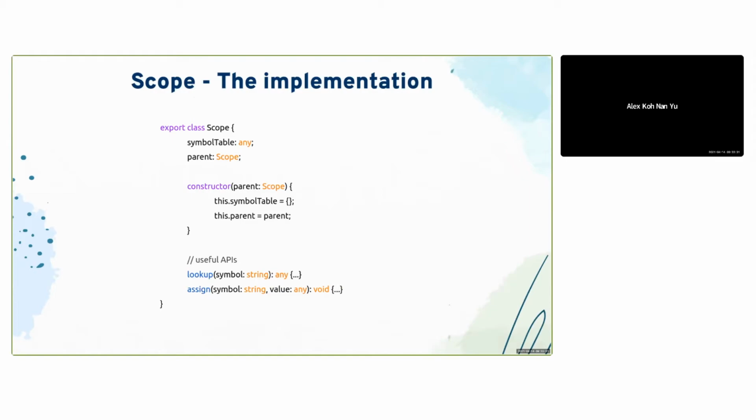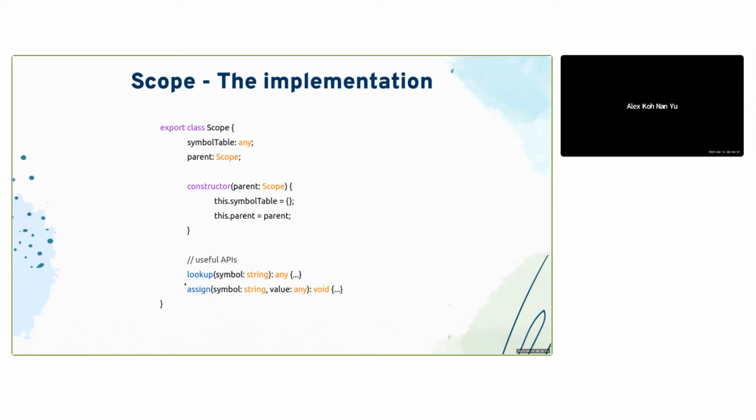So as mentioned, a scope is a TypeScript class in our project, and it has two members, a symbol table and a parent scope. When it's first instantiated, the symbol table will be initialized to an empty one, and the parent scope will be determined by the constructor argument. We also added a few useful APIs in the class. If we want to do a symbol lookup, we will call the lookup function. The actual implementation I will not share here.